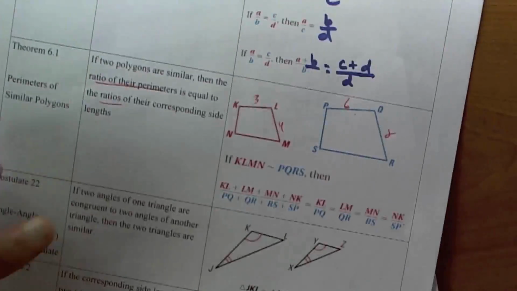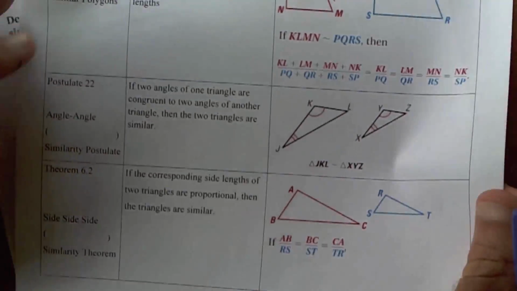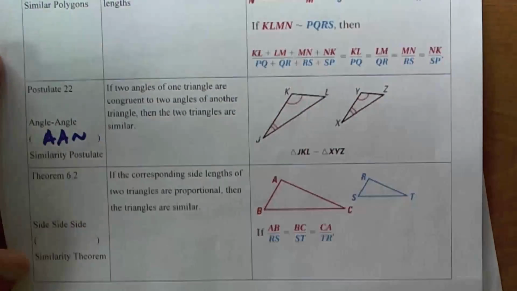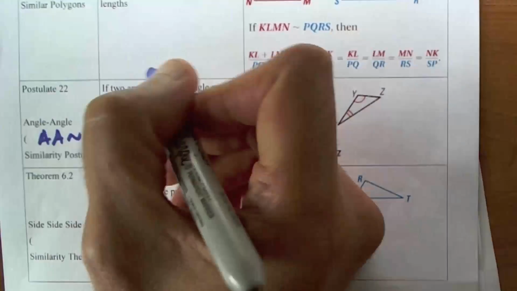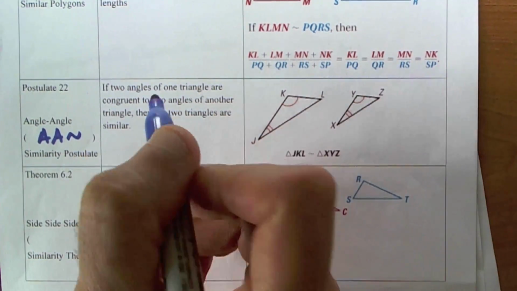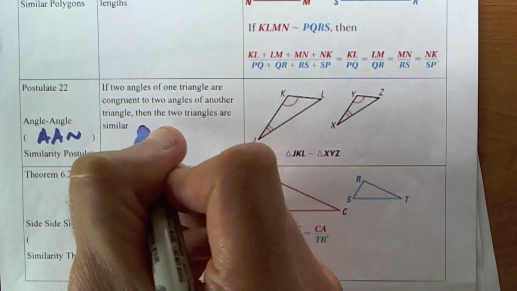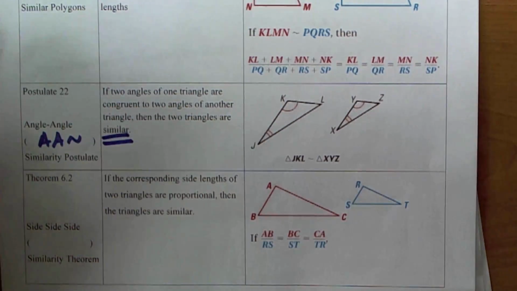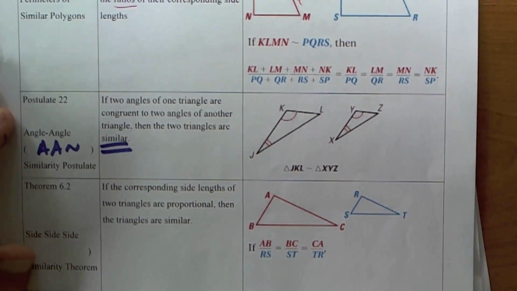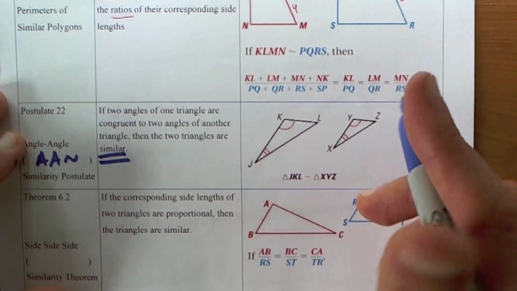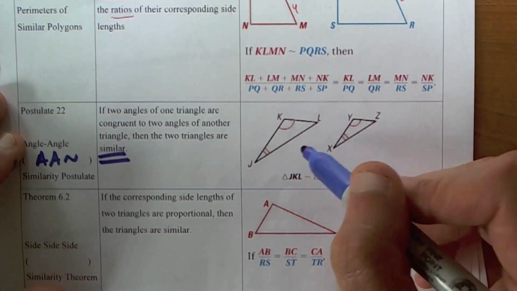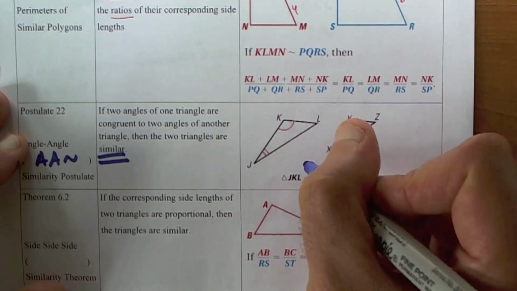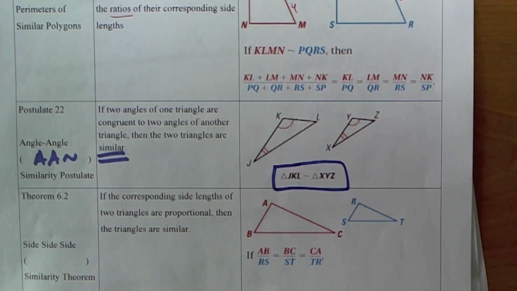Okay, our theorem sheet. The AA similarity postulate says if two angles of one triangle are congruent to two angles of another triangle, then they must be not congruent but similar. It's just like the other shortcuts. I don't need to have all the information. I don't have anything with the sides given. If I just have an angle and an angle, I can say that these must be similar.